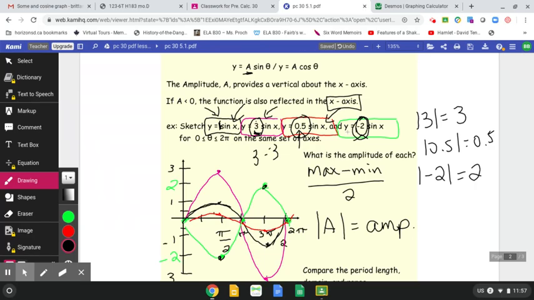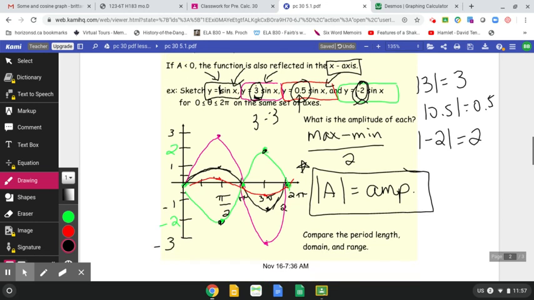So it's as easy as that. You just need to know this. Okay, important. Anytime you're looking for amplitude, just go absolute value of A. You don't even have to draw it.